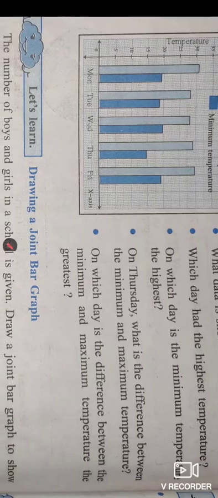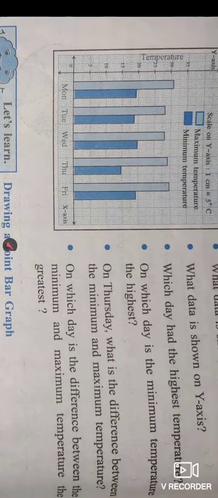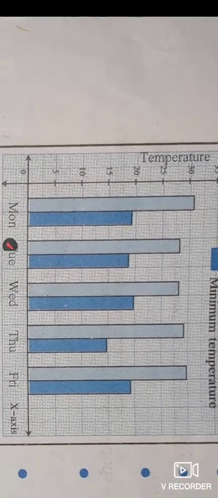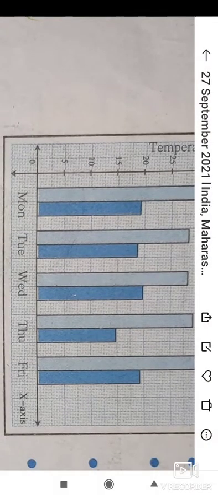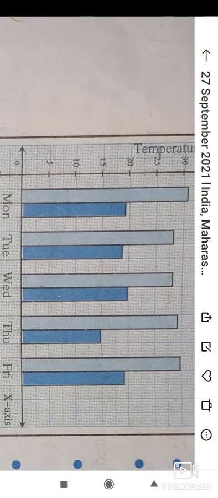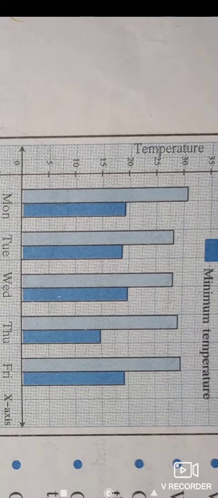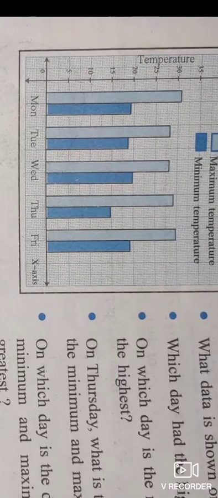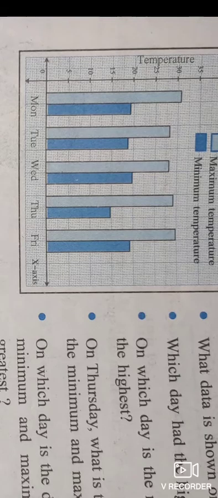On Thursday, what is the difference between minimum and maximum temperature? Let us move towards the minimum and maximum temperature of Thursday. If you see here, Thursday's highest temperature is 28 and the lowest or minimum temperature is 15. So 28 minus 15 is 13, the difference between the minimum and maximum temperature on Thursday.